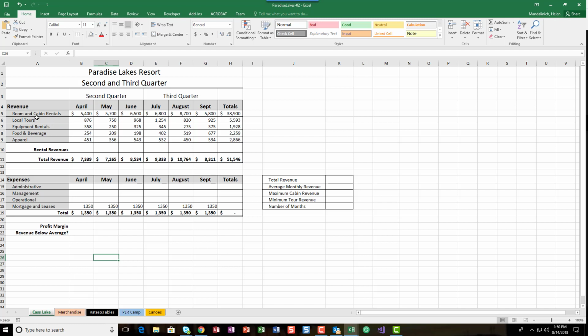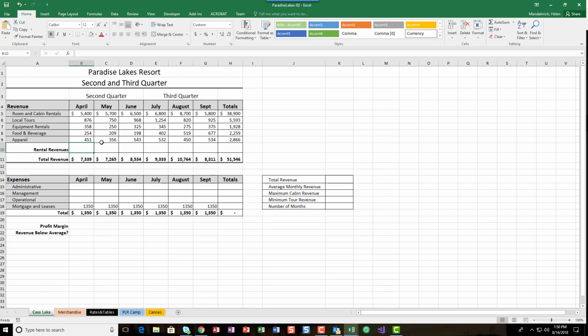Apparel. Okay, so it looks like the numbers on row 5 and row 7 comprise the total from money coming in through rentals. So I want to put my cursor where the active cell, or the active cell where I want the answer to be, right? So that's here. So in my mind I'm thinking, okay, I want to add room and cabin rentals plus the equipment rentals, right? Those two values. So I'm putting in my formula.